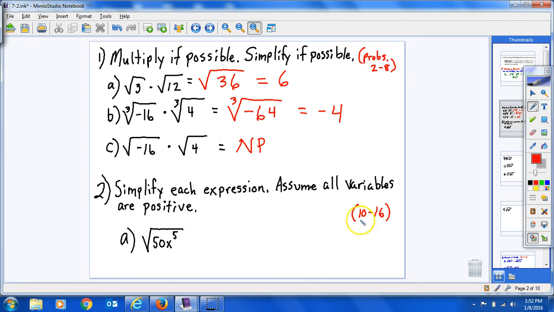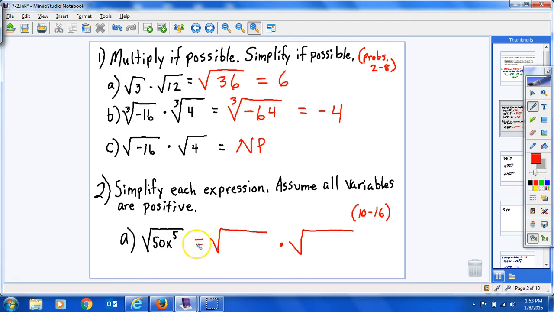All right, jumping down to the next set of problems, some examples to help you with these. The instructions tell us to simplify the expression. So the way I want you to do this is to show multiplication. In other words, I want you to think of two radicals that would multiply together to equal the given radical in the problem, in this case the square root of 50x to the 5th.